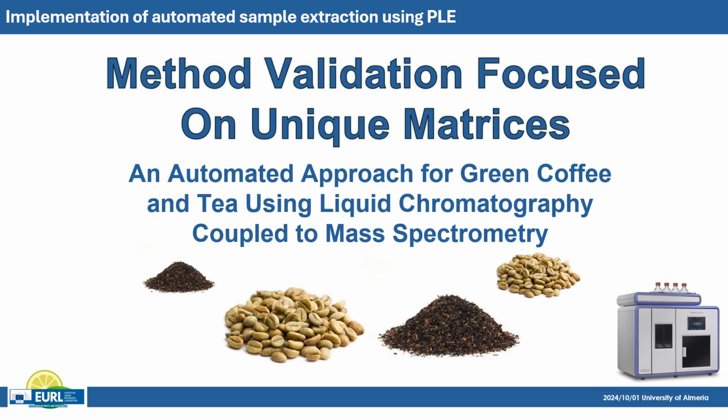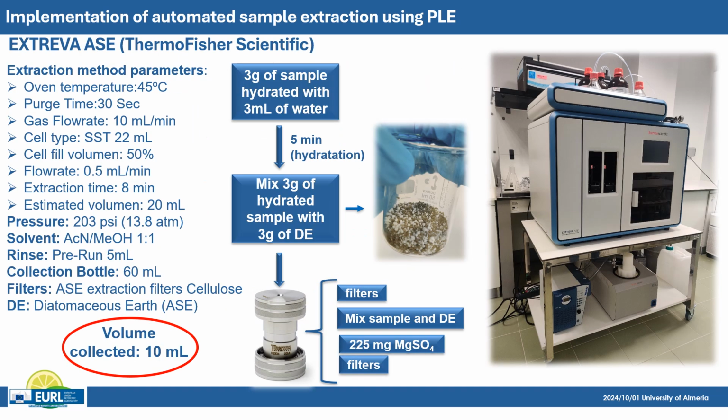Now let's talk about method validation, focusing on unique matrices: an automated approach for green coffee and tea using liquid chromatography coupled to mass spectrometry. This slide shows the extraction parameters of the method. The preparation of the extraction cell is as indicated.